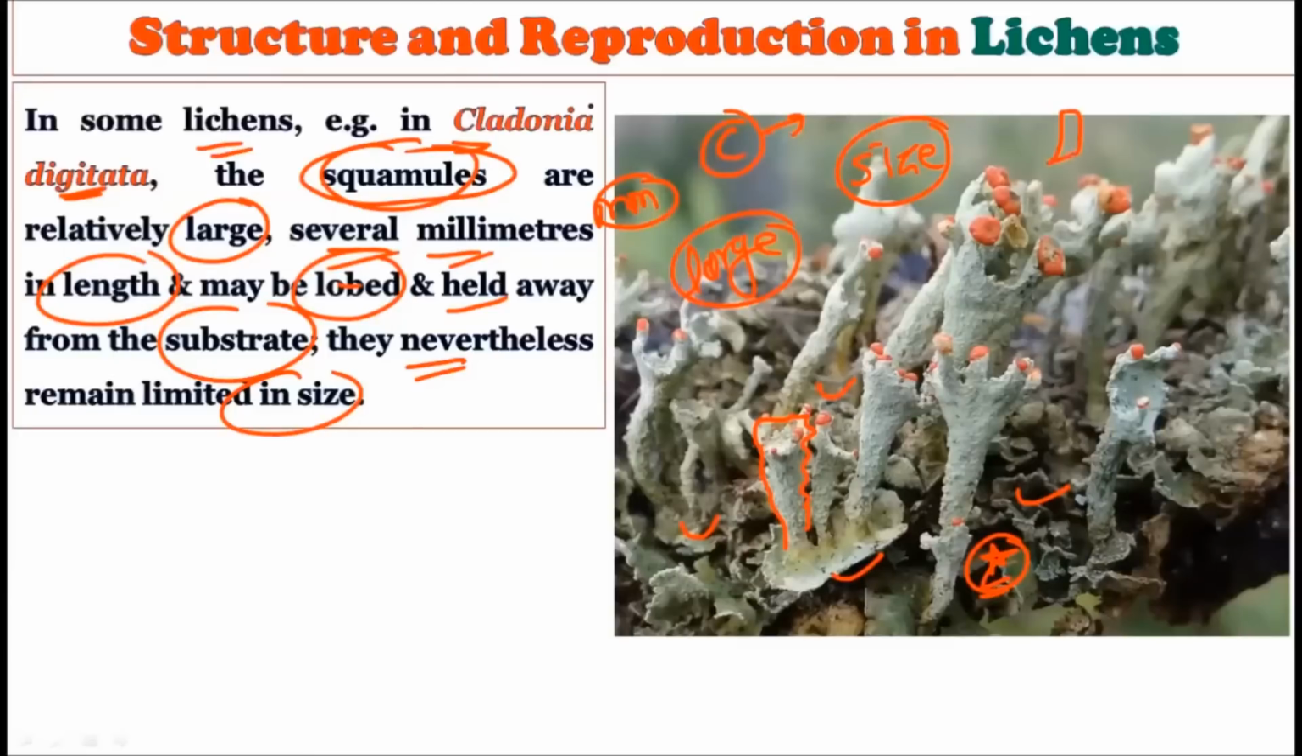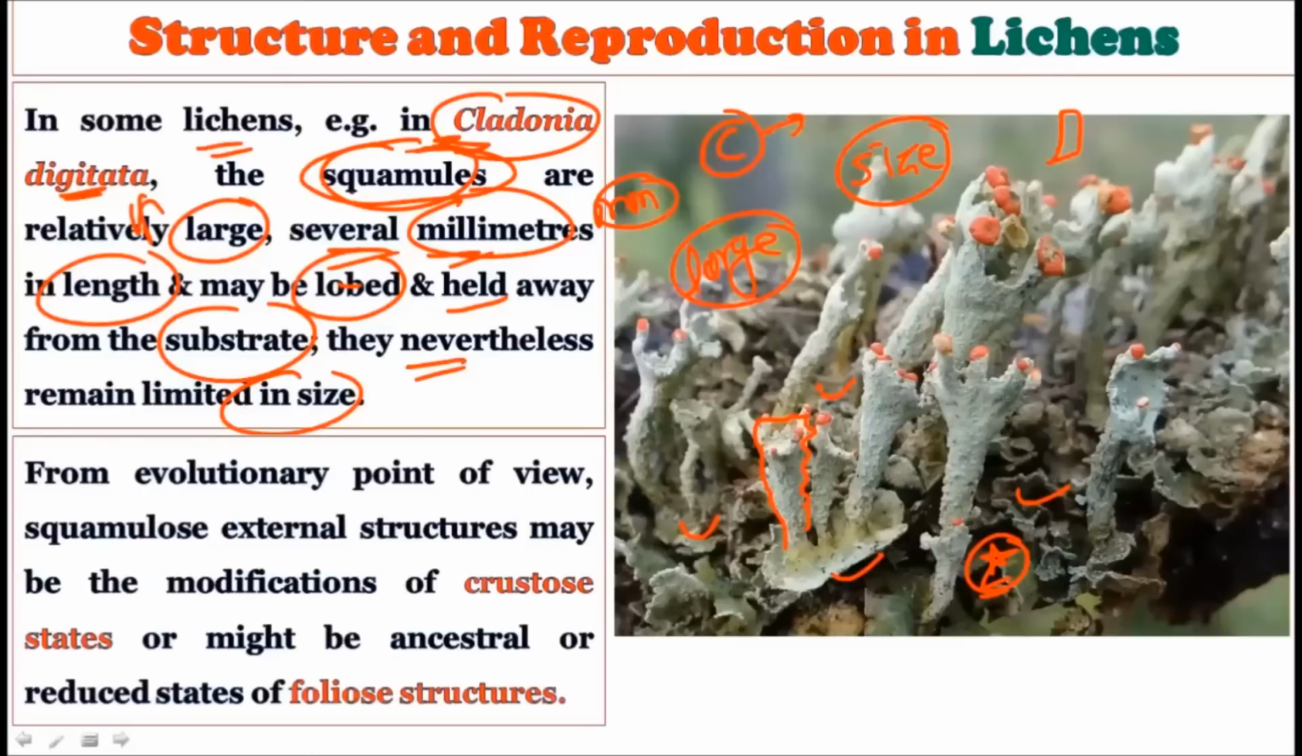Okay, just like in the example, we can find the Cladonia digitata. This particular Cladonia digitata shows the presence of squamules, which are relatively large and come out of the lower thallus. They can go up to several millimeters in length. They may be lobed and they go away from the substratum. Still, even with these larger squamules, these squamulose lichens look very small. They remain very limited in size. Okay, this characteristic holds even when they contain the larger squamules.